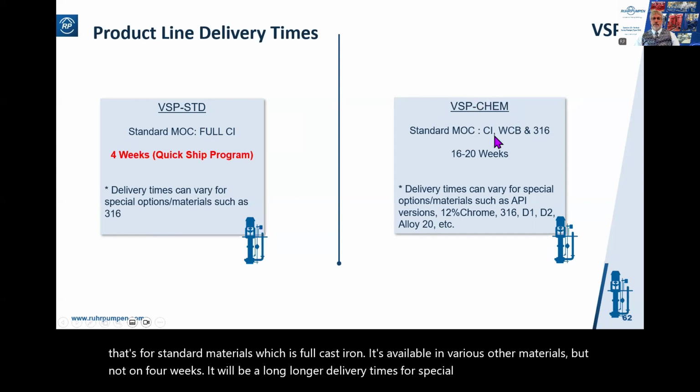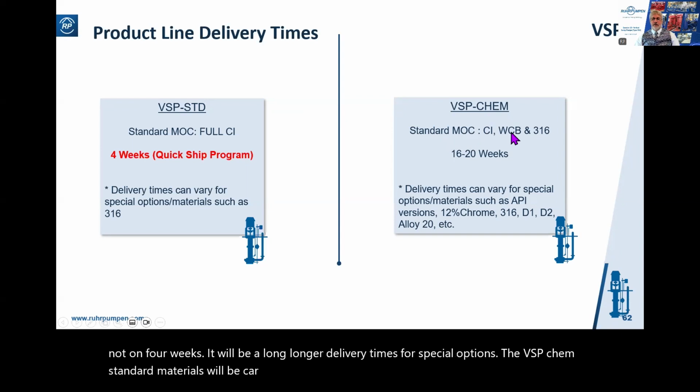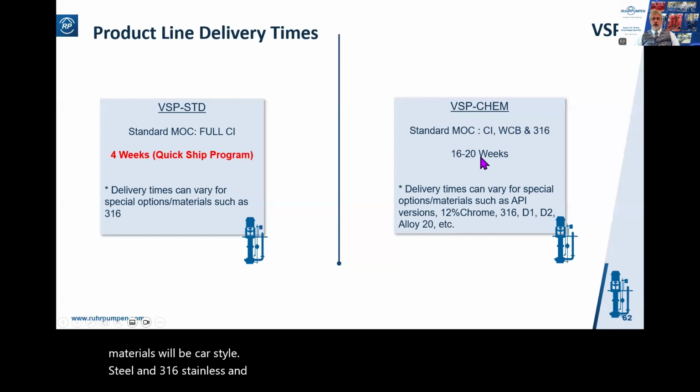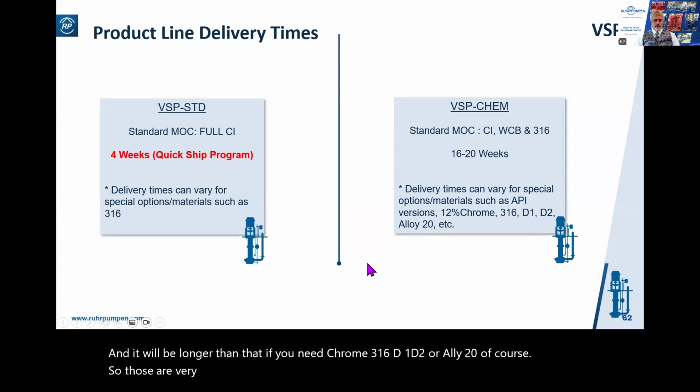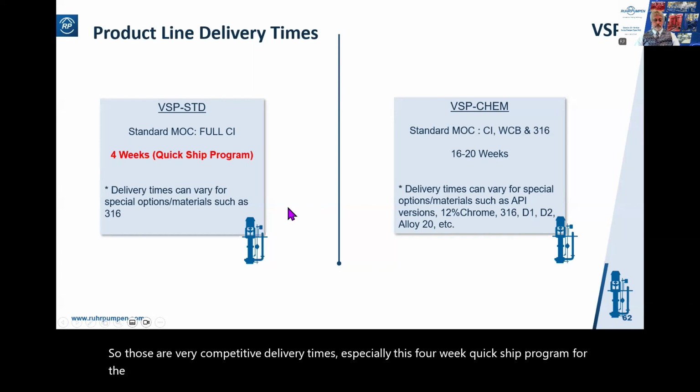In the VSP Chem, standard materials would be cast iron, steel, and 316 stainless, and those are on 16 to 20 weeks. And it will be longer than that if you need chrome 316, D1, D2, or alloy 20, of course. So those are very competitive delivery times, especially this 4-week quick ship program for the standard industrial pump.